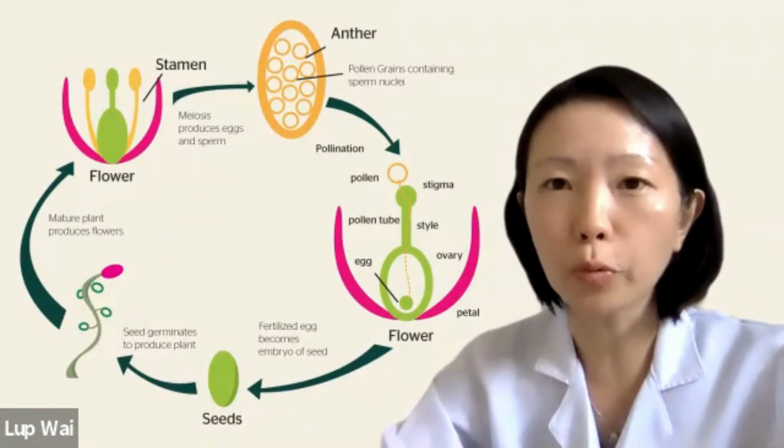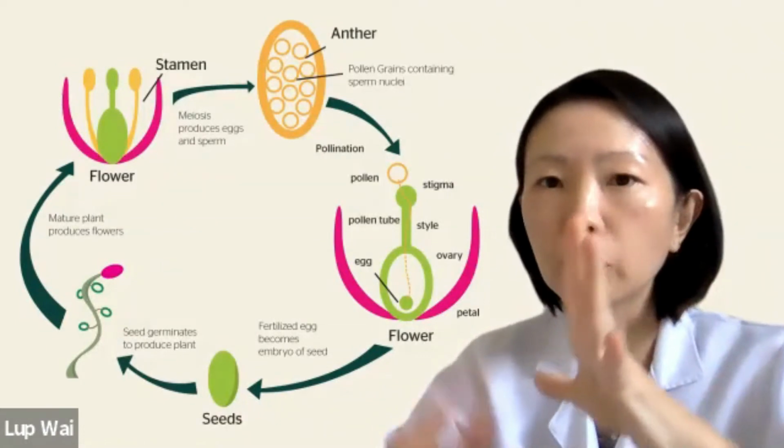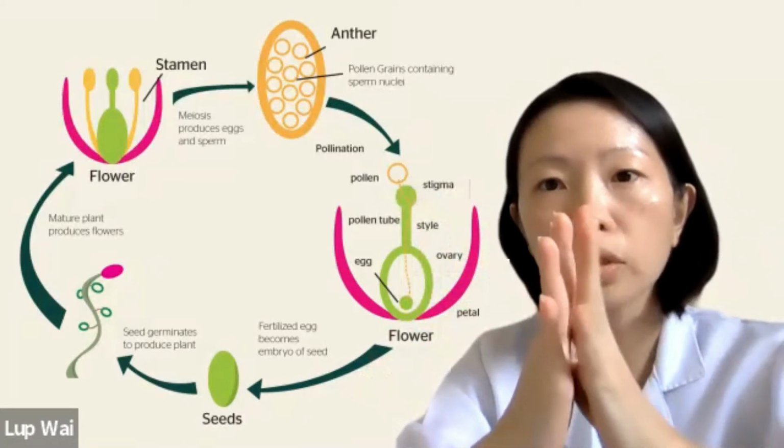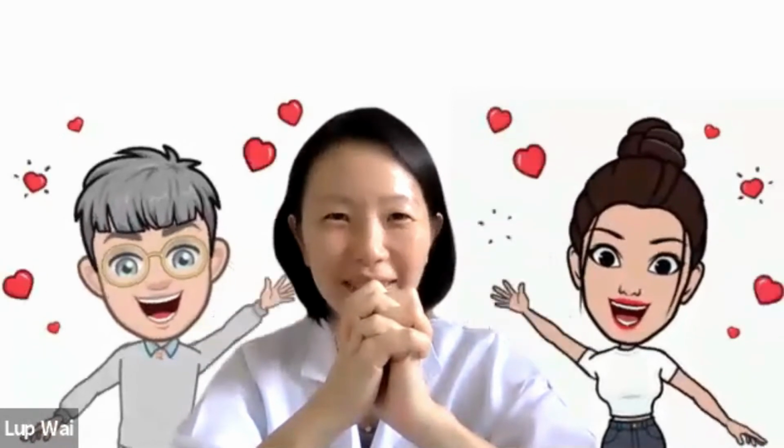The male reproductive cells have to join together with the female reproductive cells in order to develop into a fruit. And that process is called fertilization. Reproduction in flowering plants begins with pollination, the transfer of the pollen, which is the male reproductive cells, from the anther to the stigma of the flower. After pollination, fertilization will occur.